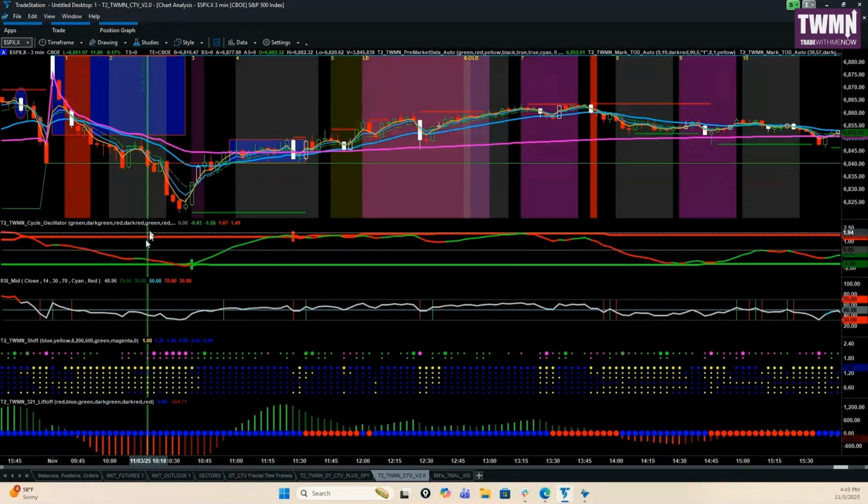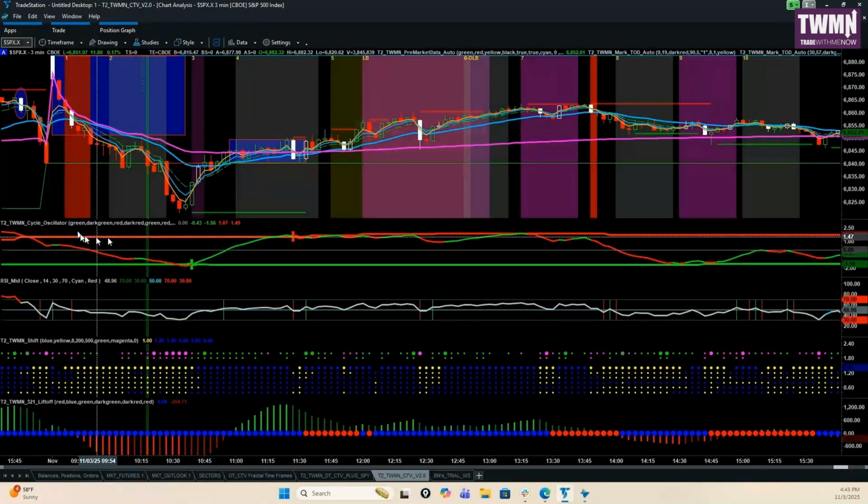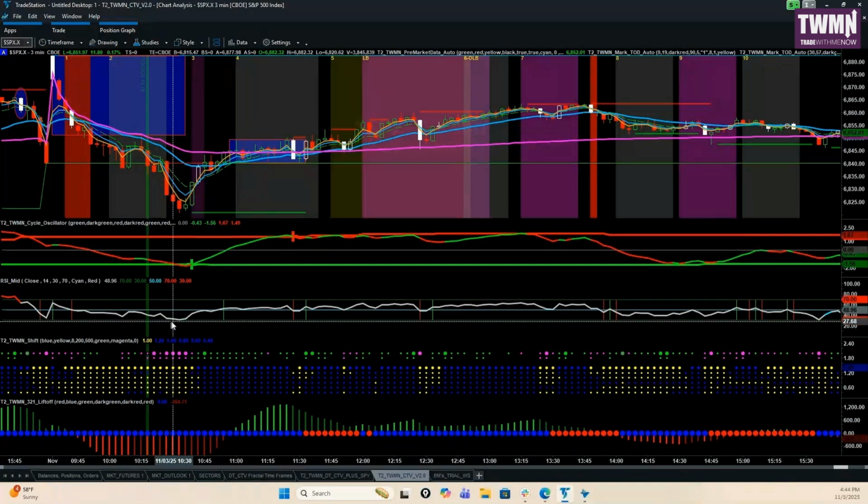And that's mainly because we had negative momentum with the RSI below the 50, the cycle oscillator was pointed down, and all of the indicators were lining up like that. So that was why I took that trade right there. And then it hit my profit target and all. And then we started hitting this level down here, and it started to reverse.